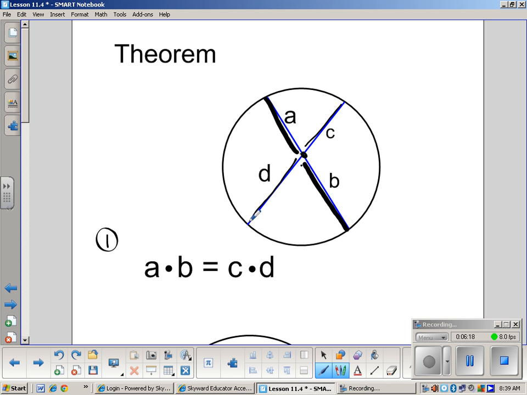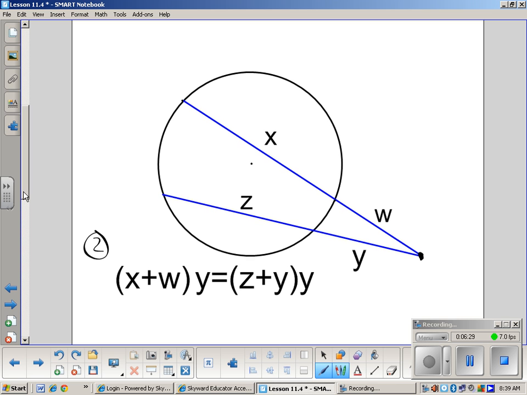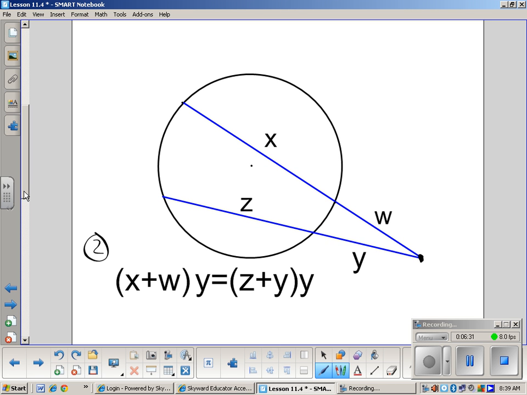Okay, so we have two secants meeting inside the circle. On this picture, we have two secants meeting outside the circle. I'll pause it. Sorry, we found another error. This y shouldn't be there. And so it should be w times the sum x plus w equals y times the sum of y plus z.